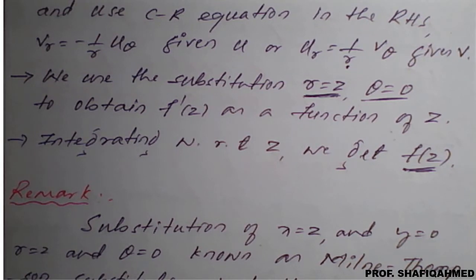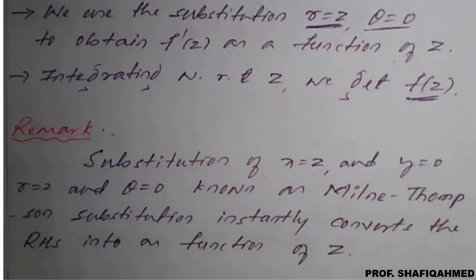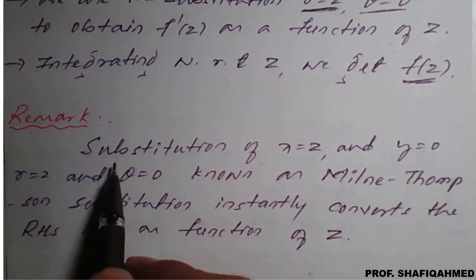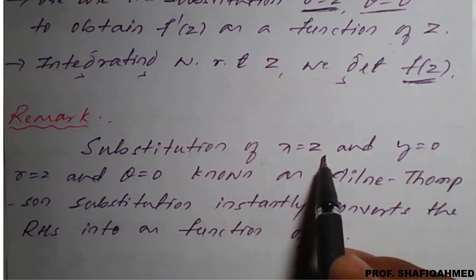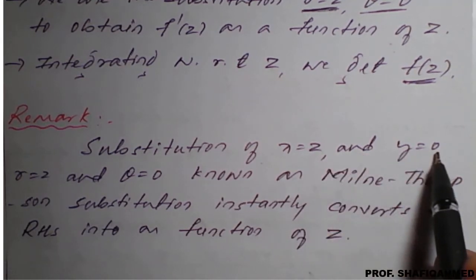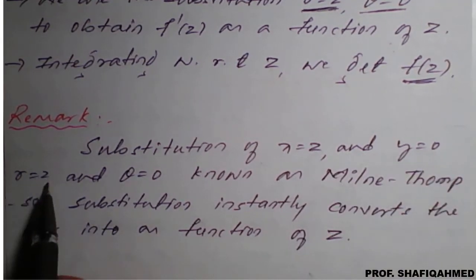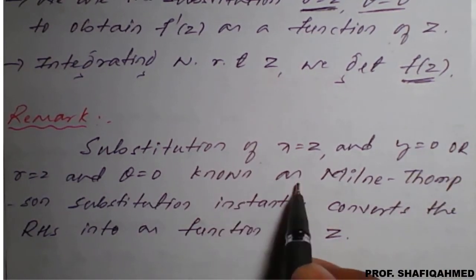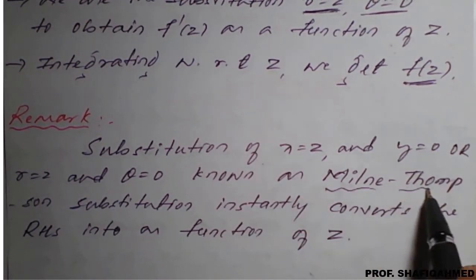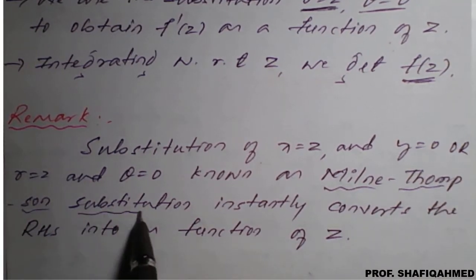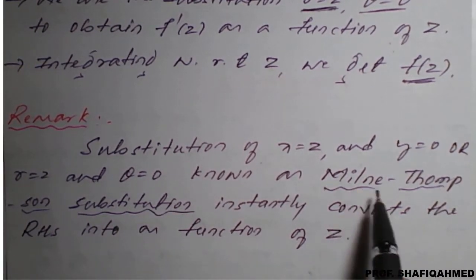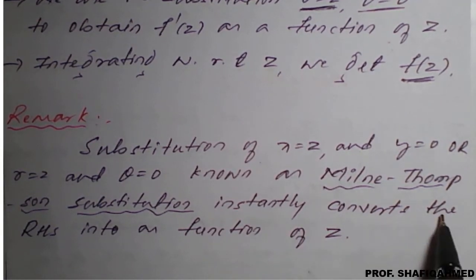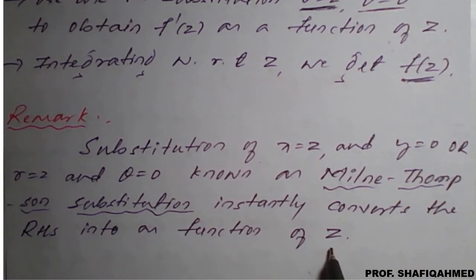So this is the procedure to find or construct an analytic function for a given real part or imaginary part. One important remark regarding this Milne-Thomson method: the substitution of x is equal to z and y is equal to 0, or r is equal to z and theta is equal to 0, is known as the Milne-Thomson substitution. It instantly converts the RHS into a function of z.